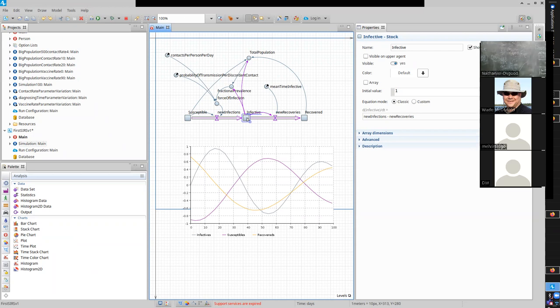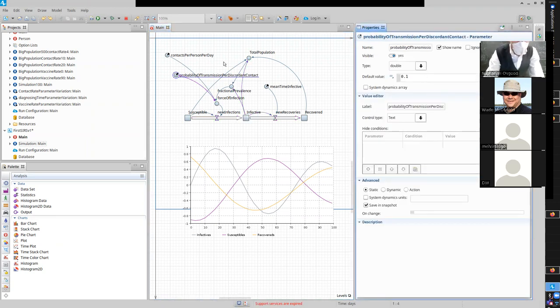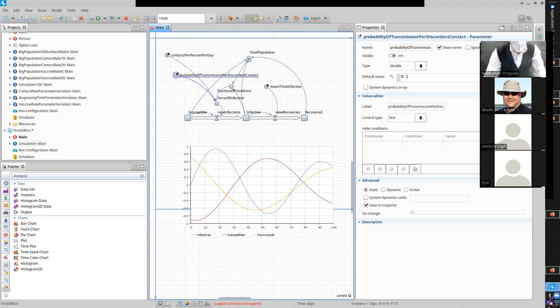So when we run this model, initially, what's the reproductive number here? Well, it's C times beta times tau. C is 20, beta is 0.1, so C times beta is 2, right? Times the mean time infective, 10. So what's the basic reproductive number? 20 times 0.1 times 10, right? 20. That's a scary thing.